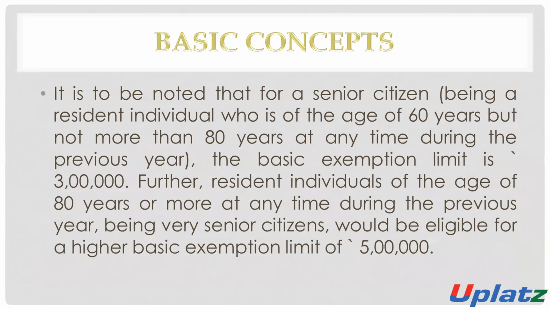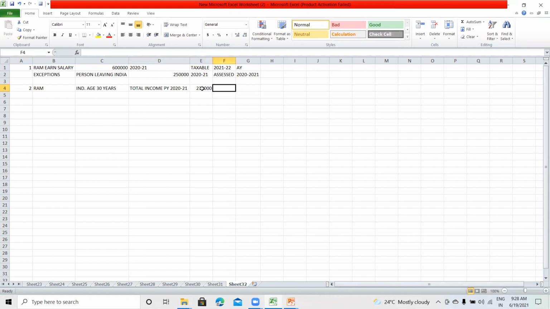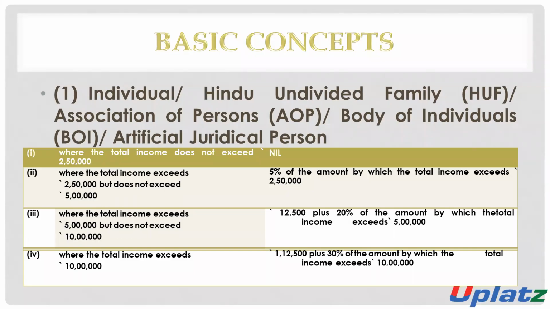For example, there is an assessee, Mr. Ram. Mr. Ram is an individual, and his age is 30 years. His total income for the previous year 2020 and 21 is 2,30,000. In such a case, the income is less than 2,50,000, so the tax will be zero. If any assessee's taxable income is less than 2,50,000 rupees, there is no need to make the payment of any tax. This is the basic exemption: 2,50,000 rupees is the basic exemption.